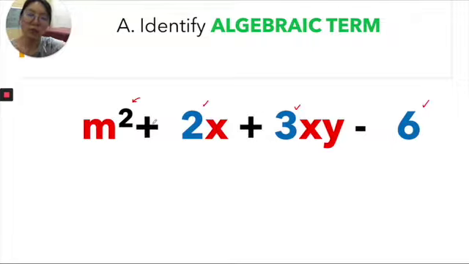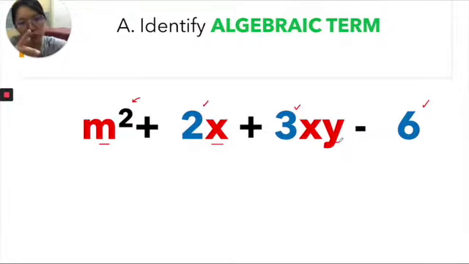Next, what are the variables here? Variables are always represented by alphabet, 字母. Variable is something that we do not know yet. So m is a variable, x is a variable, and y is also a variable.